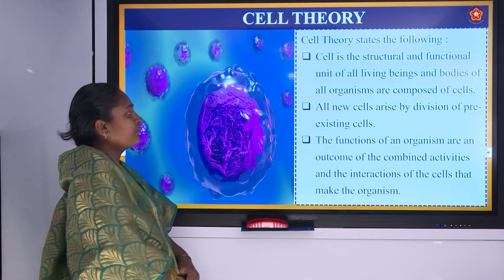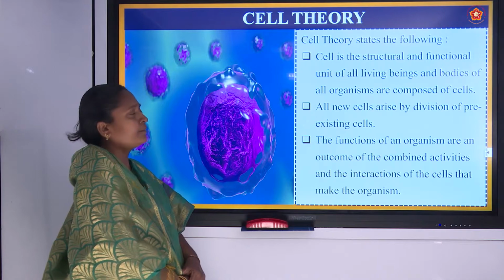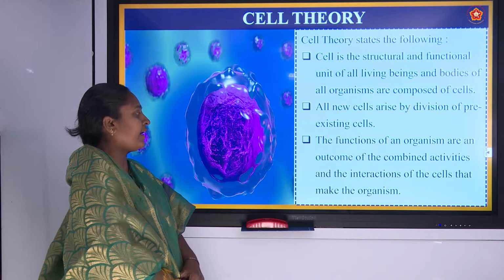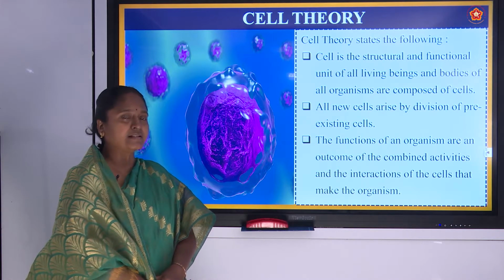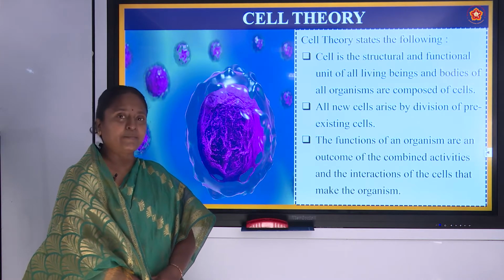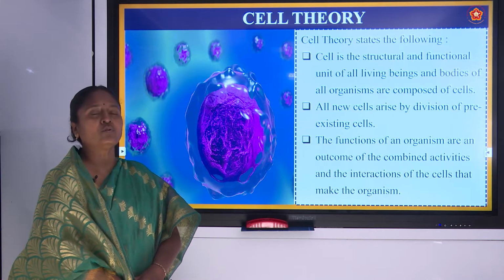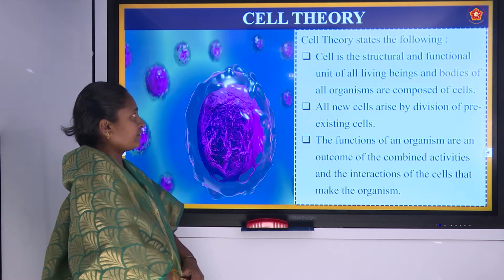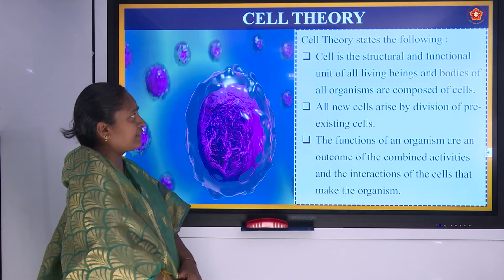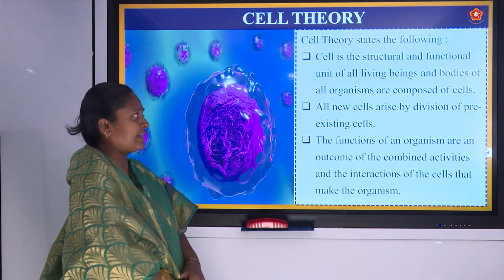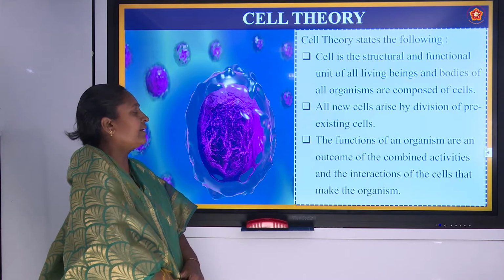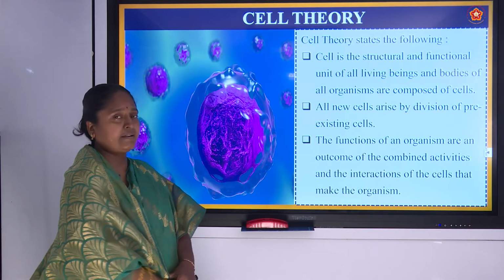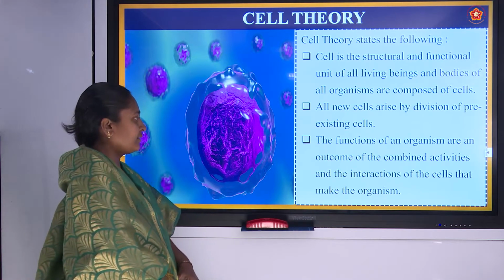The third is that the functions of the organisms are the outcome, that is the effect or the benefit, of the combined activity and interaction between the cells. All the cells have to interact and communicate with each other. What each cell has to do is communicated by each and every cell's neighbor. So that is what is coined. These are the three important points of cell theory: structural and functional unit, cells arise from pre-existing cells, and they function by the combined activity and interaction between the other cells.